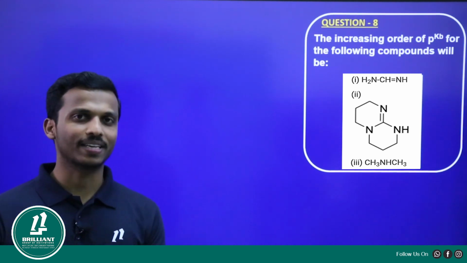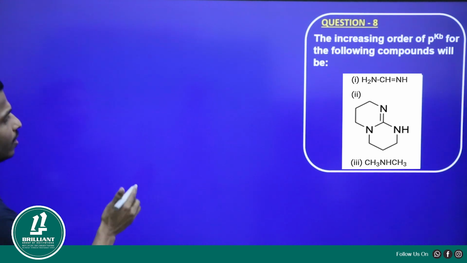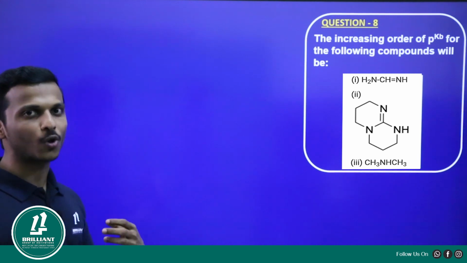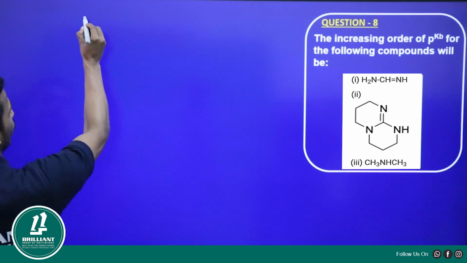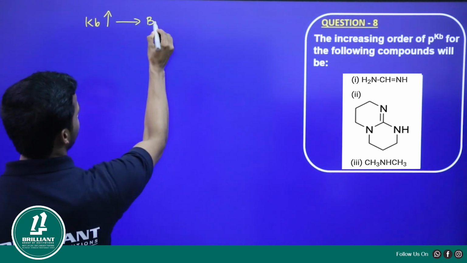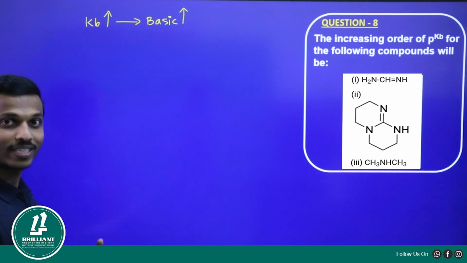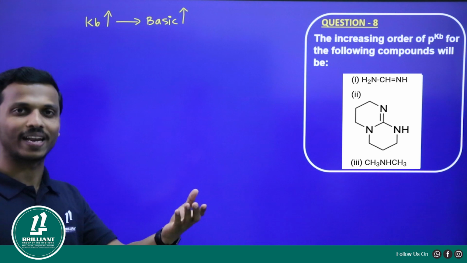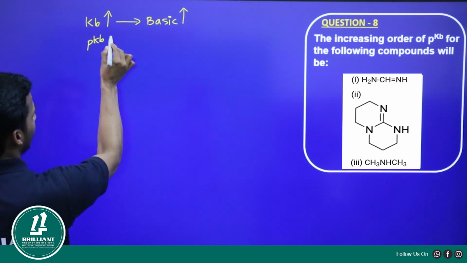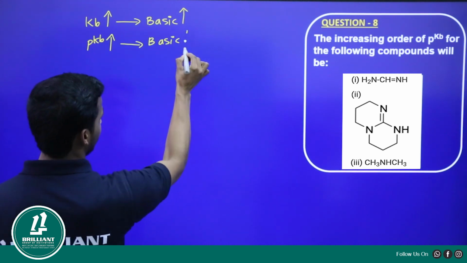You know, basic character that we studied in the chapter amines, grade 12, right? Here the basicity you can express in two ways, either Kb value or pKb value. As Kb value increases, what happens to the basicity? Basic character or basicity increases. So as Kb value increases, basic character also increases. At the same time, as pKb value increases, the basic character or the basicity decreases.